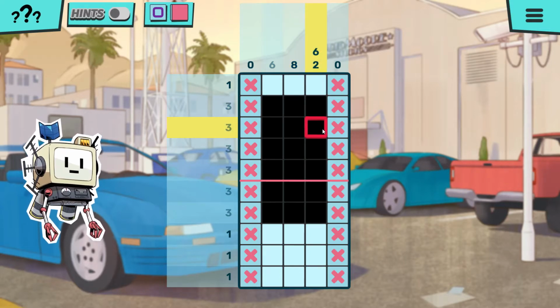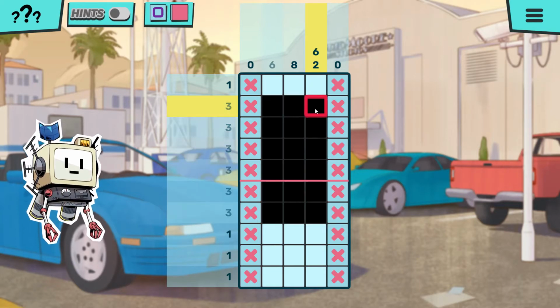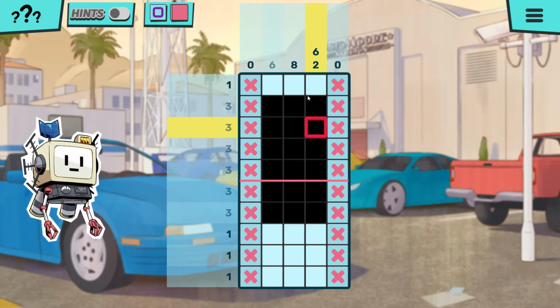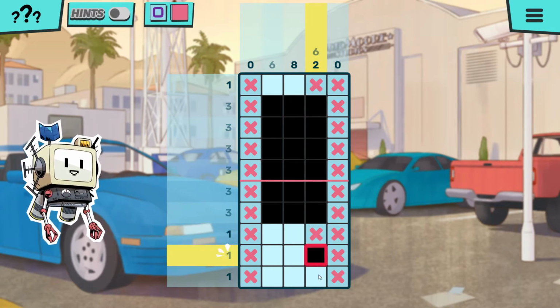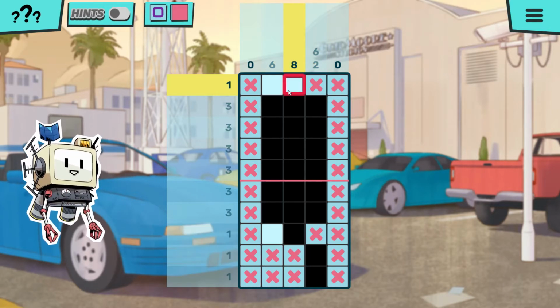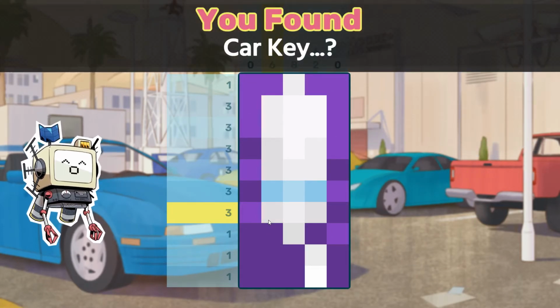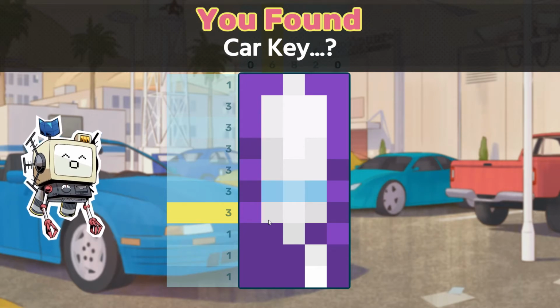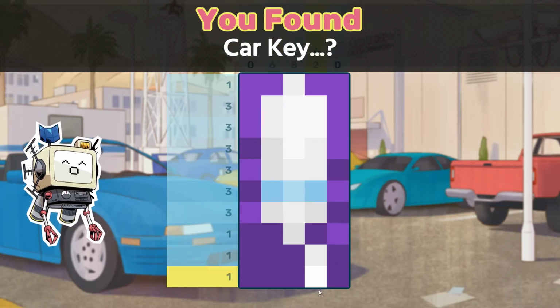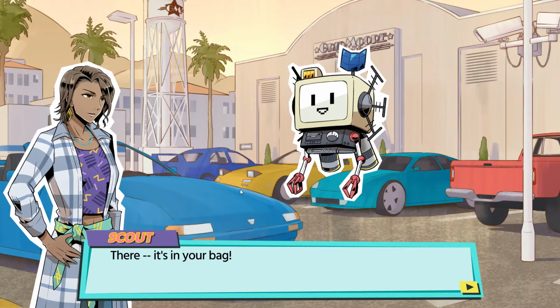Alright, we've got 6 and 2. That already would be 6. So these are guaranteed, so there simply can't be 1 here and there can't be 1 here. There have to be 2 here. That means these 2 are blocked off. That means there has to be 1 here, there has to be 1 here. There we go. I don't know how I got that wrong, but yeah. A car key. Is that a car key? I guess. It's got some sort of strap on, I suppose. Alright. 3,000 points. Detective rank F. I assume that changes when you reach a total point score.